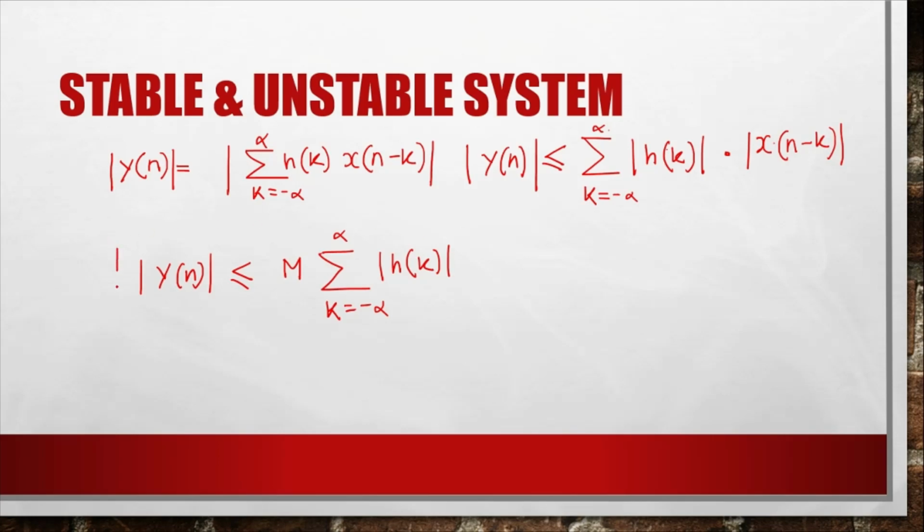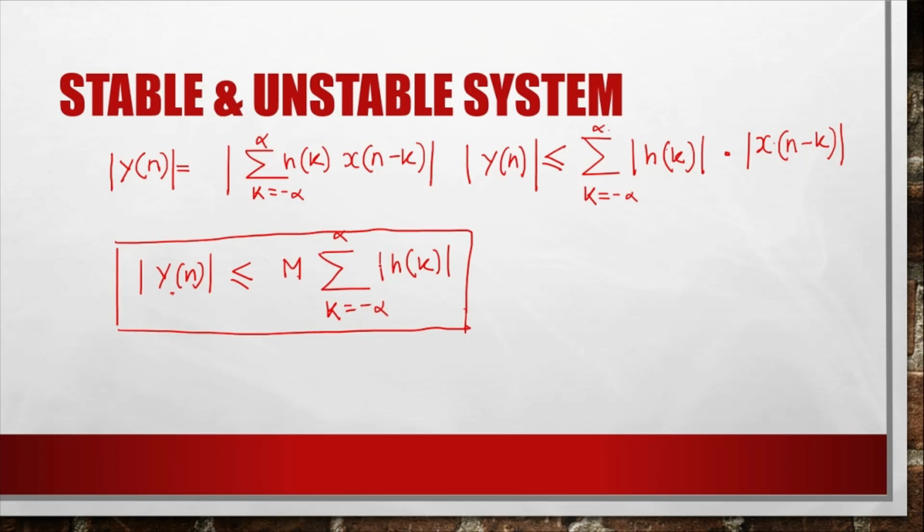Now if we want to make these conditions satisfied, it will only be satisfied... This is bounded. I want to make the output bounded. That is the stability condition. It will be bounded if and only if this is bounded. This part is bounded. If I want to make this part bounded, it will only happen if the impulse response is bounded.